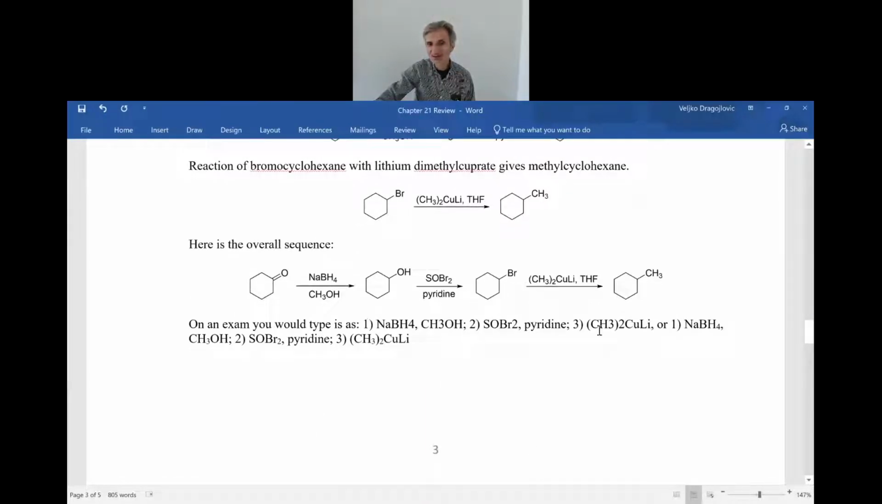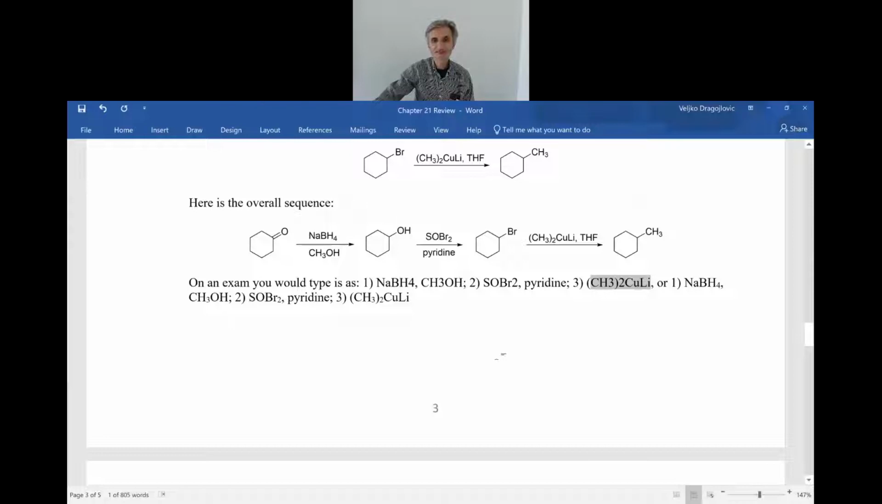And again, how you would write it on the test. So first, reduction. In case of sodium borohydride or lithium aluminum hydride, you need to include the solvent because sodium borohydride does not work without an alcohol solvent. It must have a proton source. So you have to list the solvent. Thionyl bromide itself works, pyridine is optional. And then, of course, lithium dimethyl cuprate. So from this, you get an idea how you write down the sequence.